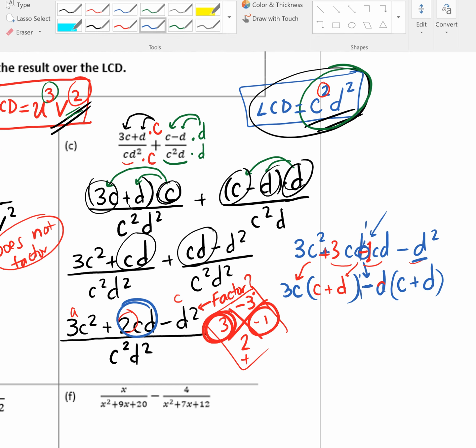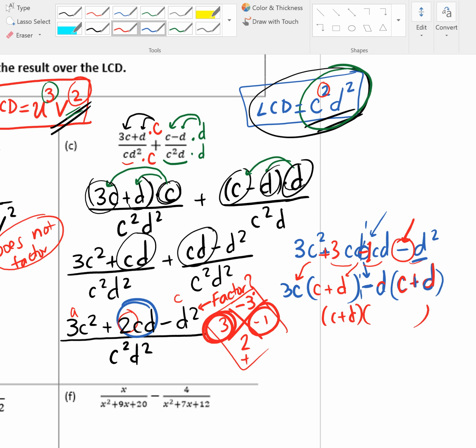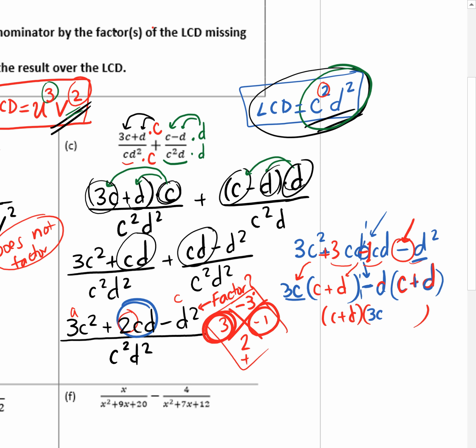If I put a minus D, it would be a negative D times a negative D, which is a positive D, but I have a minus here. So I definitely want a plus. That way the negative times the positive will make the negative I want. So I have that C plus D in common. If I take that out, the leftovers are, from the first big term, 3C, and from the second term, minus D.